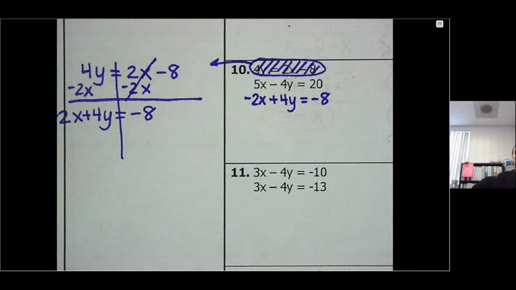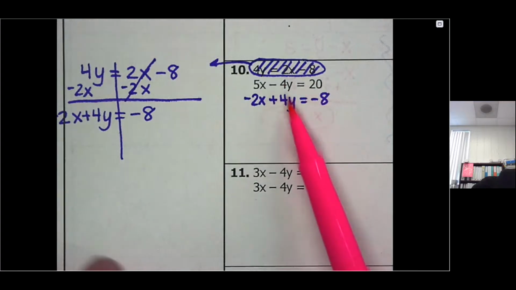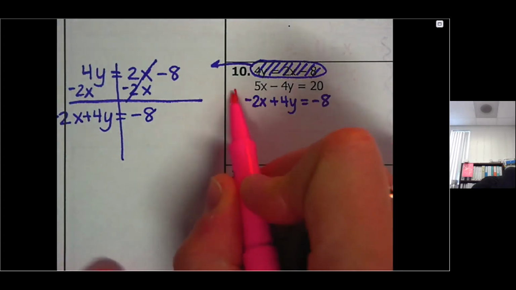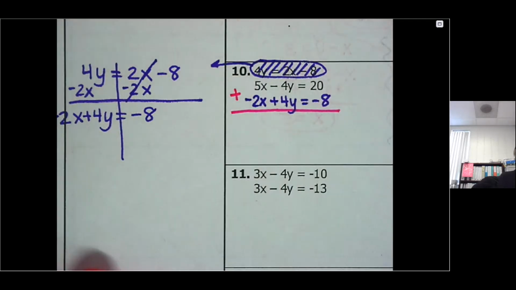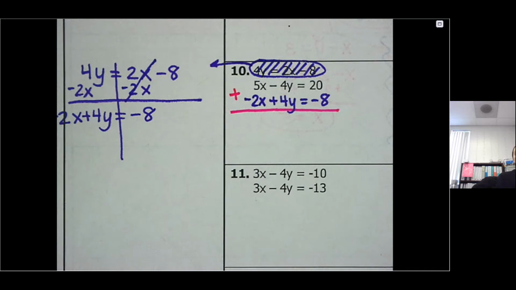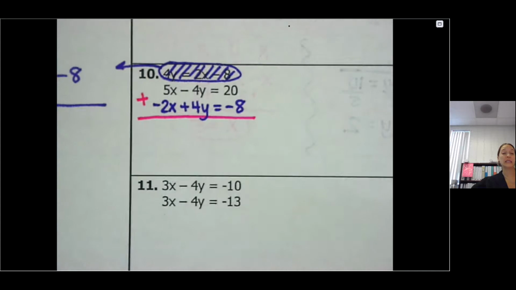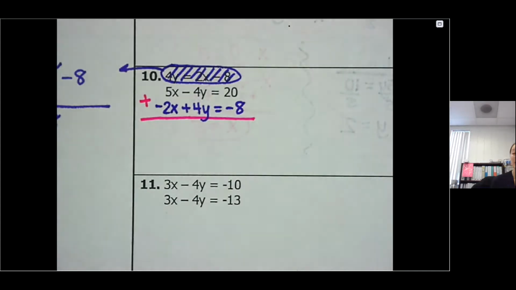Okay, so now it's time to do our elimination. Am I getting rid of the x's or the y's? Y's. So do I have to add these two together or subtract them? You have to add them together. So let's add. What is a positive 5x plus a negative 2x? Positive 3x.